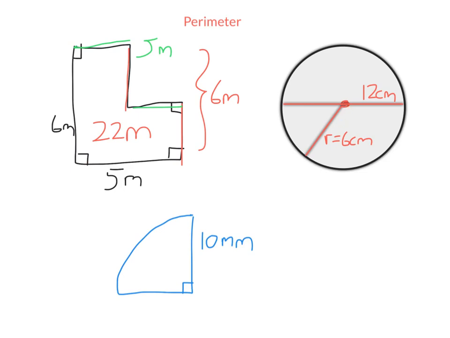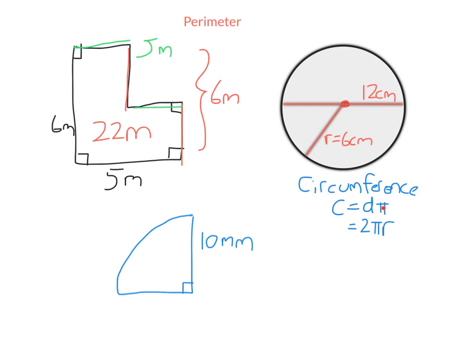So let's look at this circle here. Even though this heading says perimeter, we don't call the outside of a circle the perimeter, we call it the circumference. It has a different word because technically a circle has no sides. So the formula for the circumference of a circle is diameter times pi, or 2 times pi times radius.